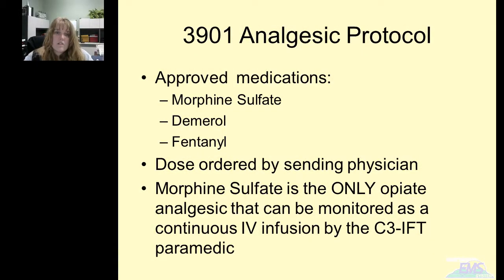3901 is our analgesic protocol, and we're looking at either morphine, Demerol, or fentanyl. The dose is going to be ordered by the sending physician, and the big thing to understand here is that while you do have these 3 analgesics to choose from, only the morphine sulfate is approved as a continuous IV infusion. So remember, this is an IV infusion that we're monitoring, and again, that's only morphine sulfate. You cannot do that with Demerol or fentanyl. That becomes a CCT call.